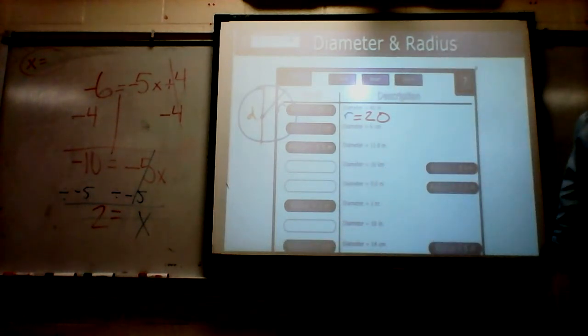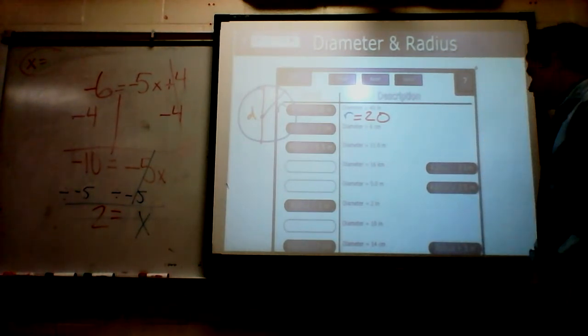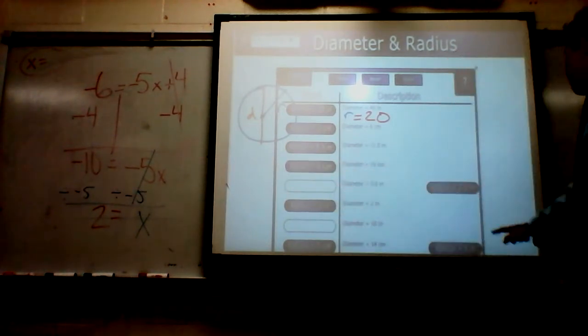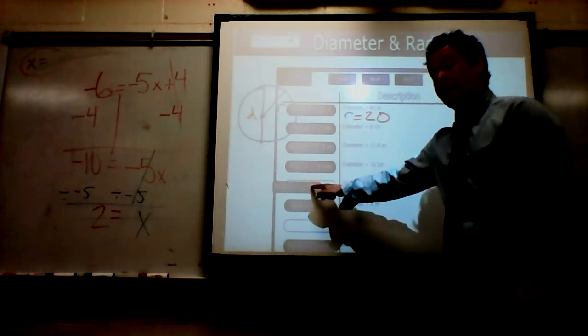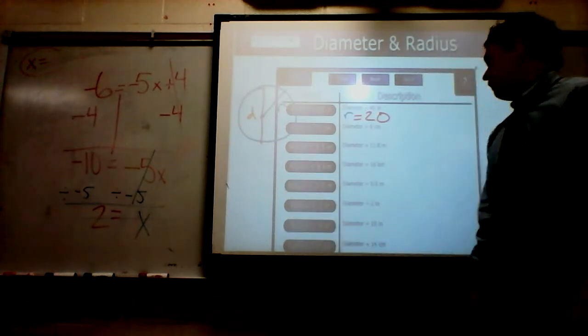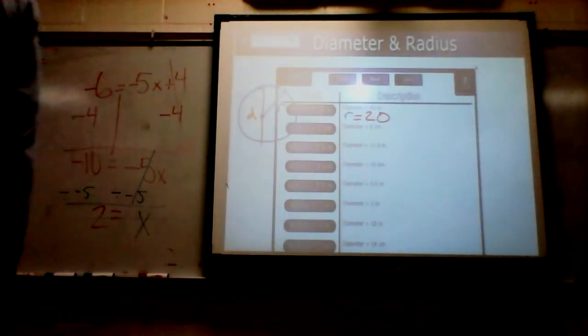If you need to pause the video to fix these or finish it, do so now. Finally, if the diameter is 16, radius 8; diameter 5, radius, which is half, is 2.5; diameter 10, radius 5. Check your work before we move on.